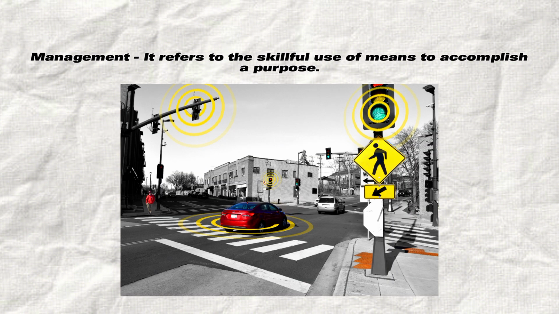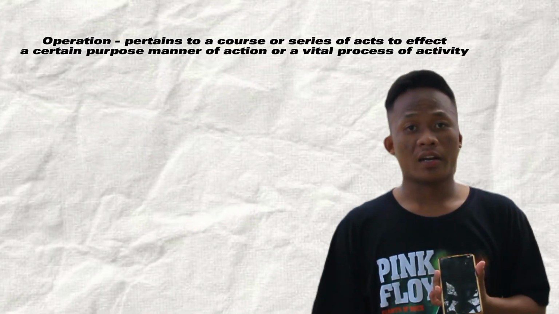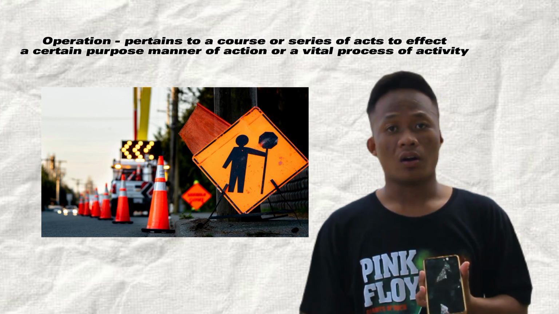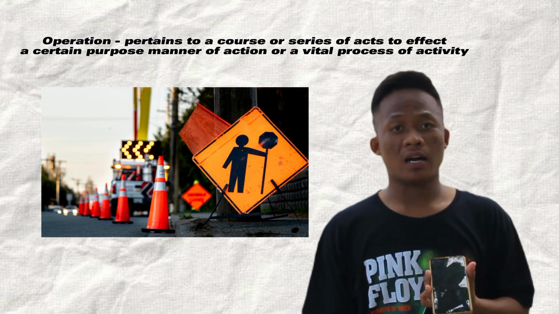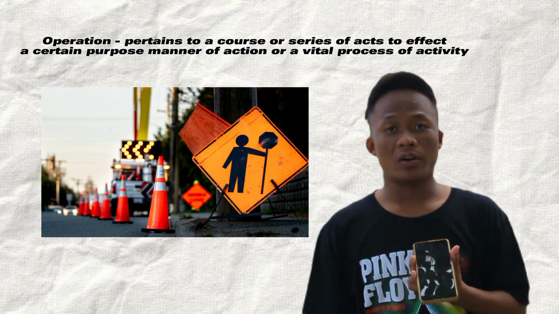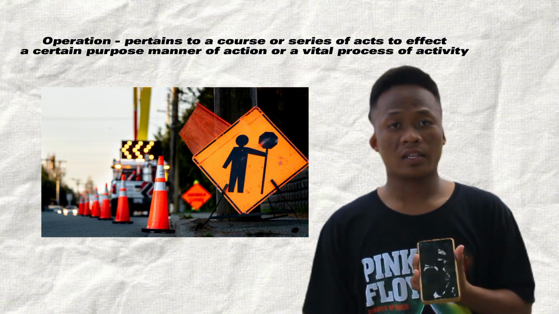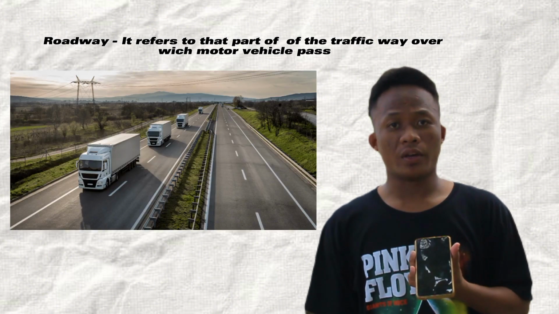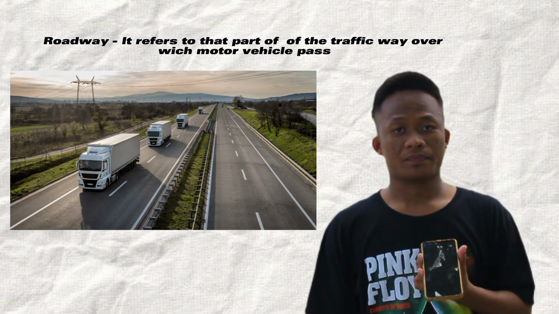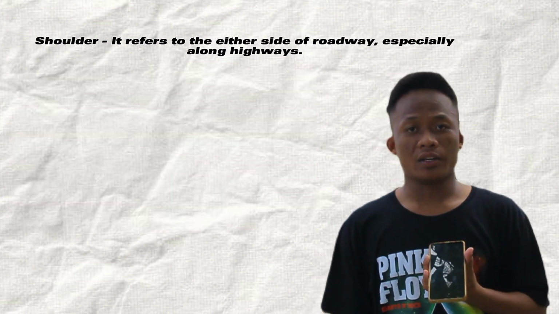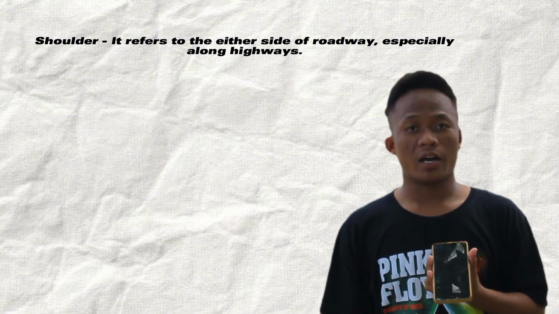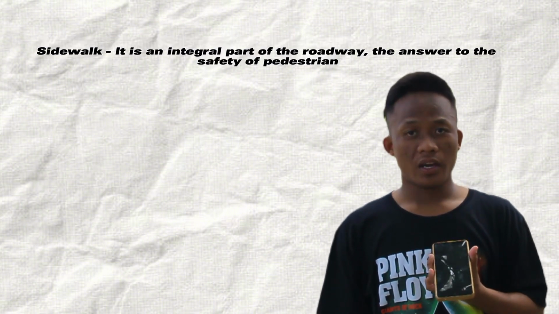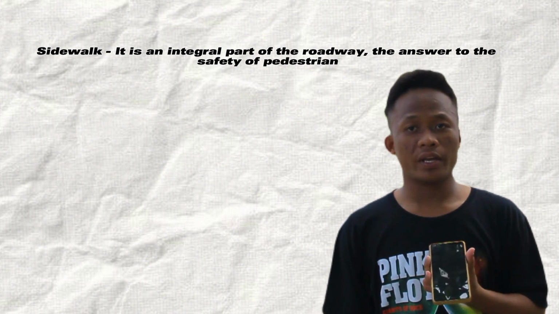Number 1. Management. It refers to the skillful use of means to accomplish a purpose. Second, operation pertains to a course or series of acts to effect a certain purpose, manner of action, or a vital natural process of activity. Roadway. It refers to that part of the traffic way over which motor vehicles pass. Shoulder. It refers to either side of the roadway, especially along highways. Sidewalk. It is an integral part of the roadway, the answer to the safety of pedestrians.